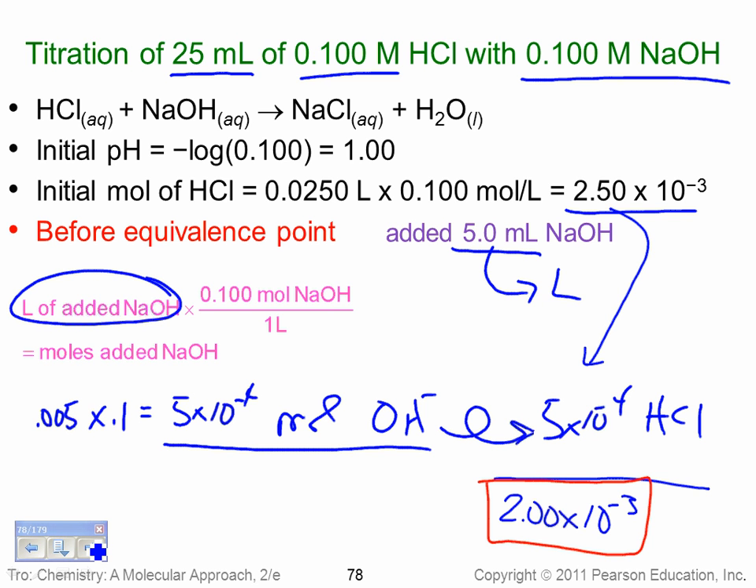What you can do is simply take the negative log of that. No, that's not how it works. What I need is the hydronium ion concentration. That's the number of moles. How do I get from that back to concentration so I can take the negative log? It's the molarity. And what is the molarity? If I have 2 times 10 to the minus 3 moles, what do I need to do? That's the number of moles.